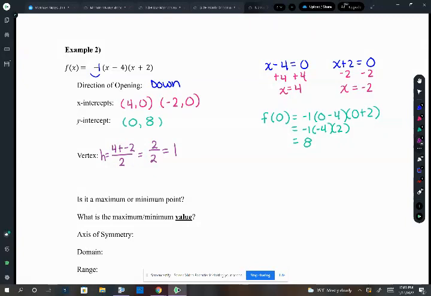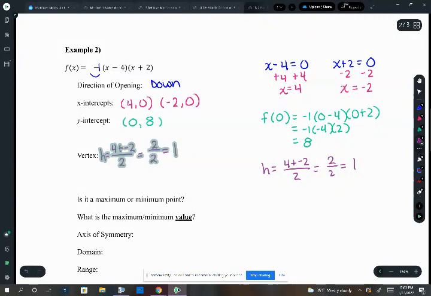In order to find our k value, maybe I want to write that over to the side, but it's okay. So h is equal to 4 plus -2 over 2, so 2 over 2, which is equal to 1. I'm just going to erase that for a second. All right, so what that does is give us the x value of our vertex. So our x value is 1, and we're going to look for our k value.